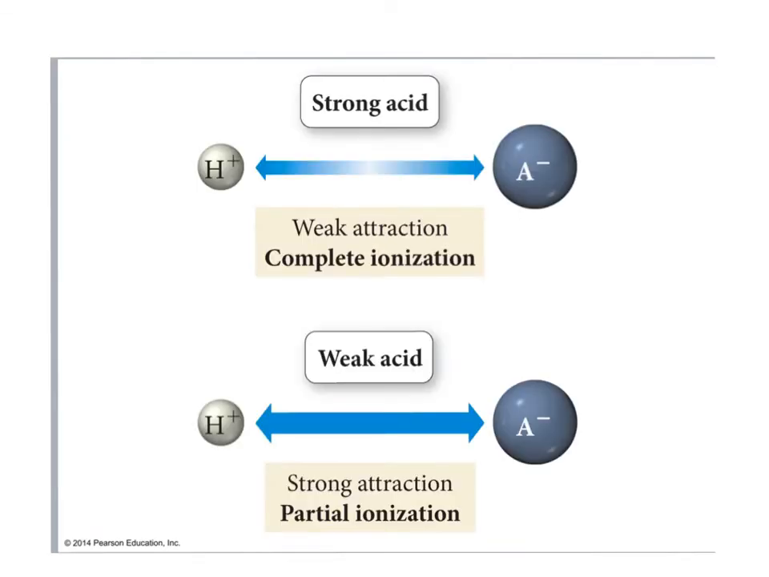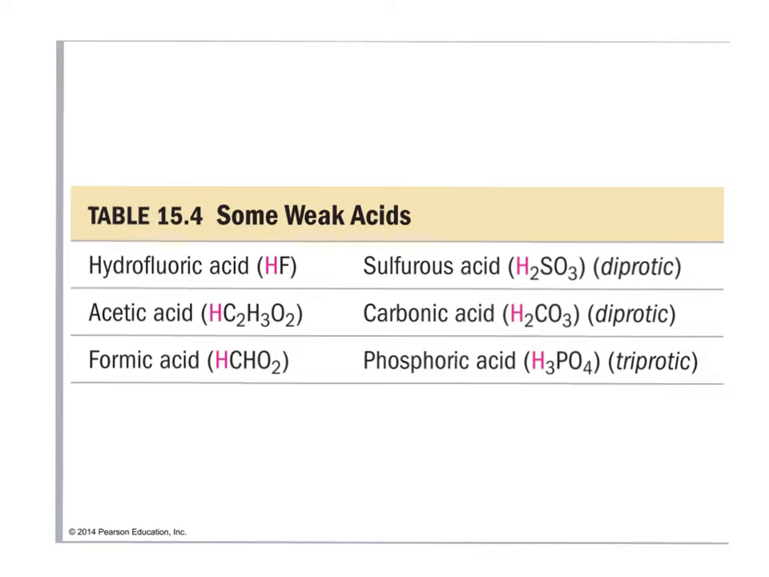So again, the difference is, for a strong acid, there's a weak attraction between H plus and A minus, and so that results in complete ionization. But for a weak acid, there's a little bit stronger attraction between H plus and A minus, and so there's this partial ionization that occurs. Here are some of the weak acids we're going to include in our discussion: hydrofluoric, which we explained, acetic, carbonic, phosphoric, sulfurous, and formic acid are all weak acids.